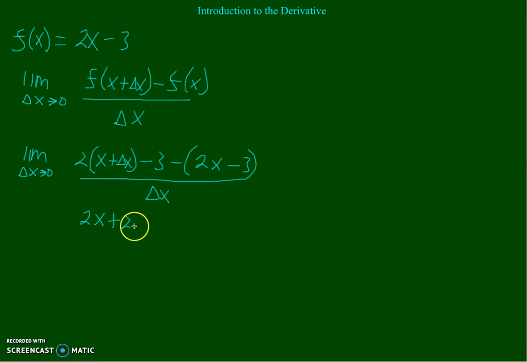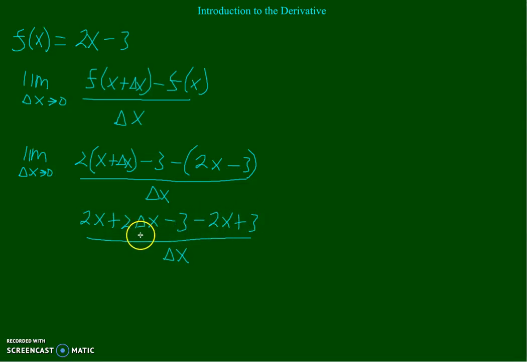Now let's go ahead and simplify this through, and we distribute the 2, so 2x plus 2 delta x minus 3 minus 2x plus 3, all over delta x.